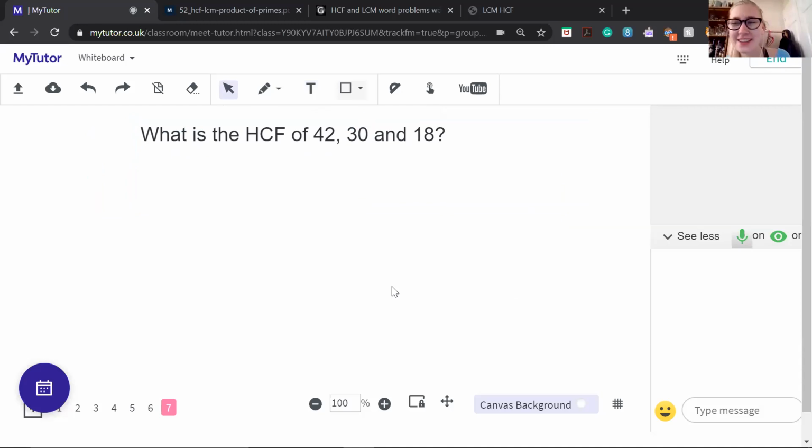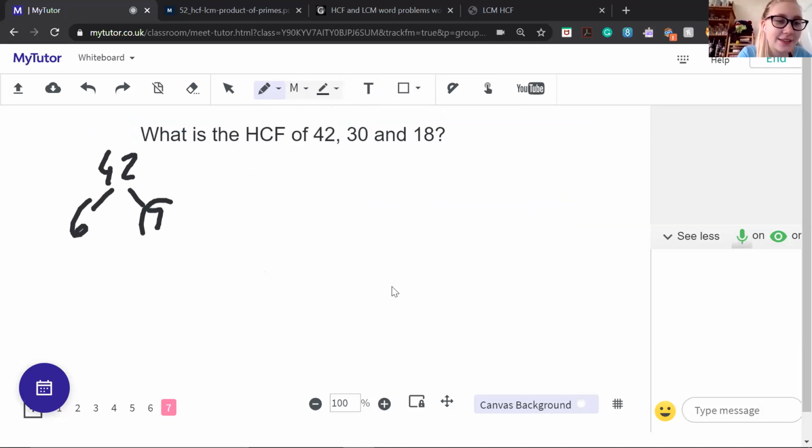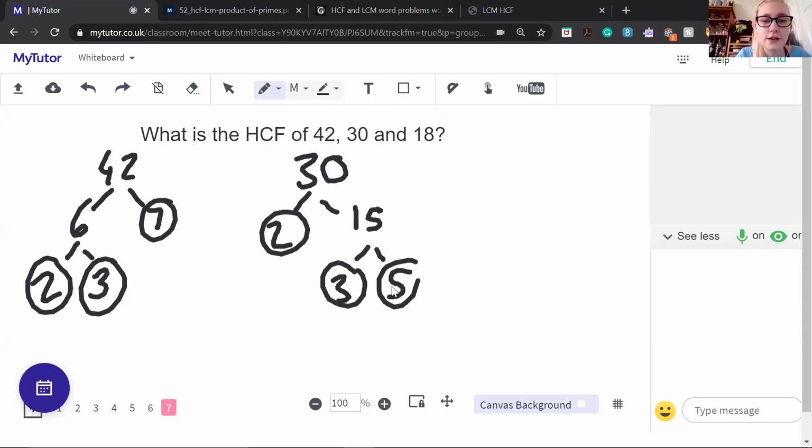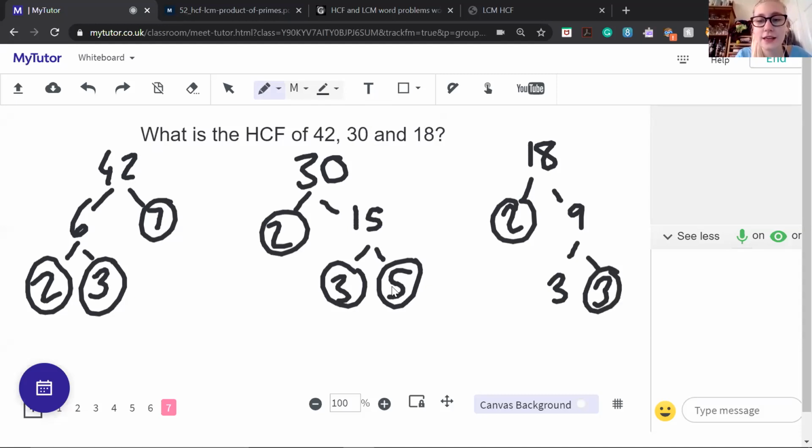These are smaller numbers, so this you can do by listing as well. But I'll show you this method. So 42, that's 6 times 7, and 6 is 2 and 3. 30, that's 2 and 15, and 15 is 3 and 5. And 18, that's 2 and 9, and 9 is 3 and 3.